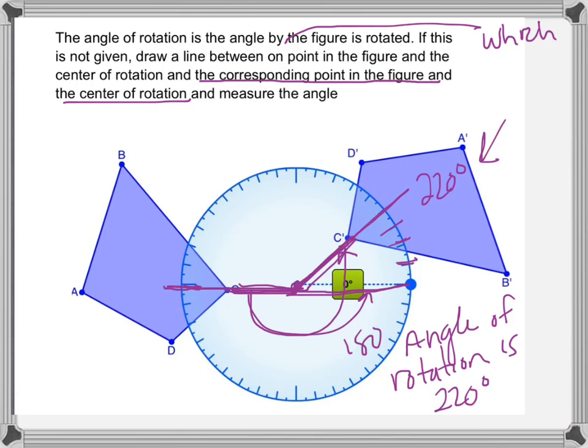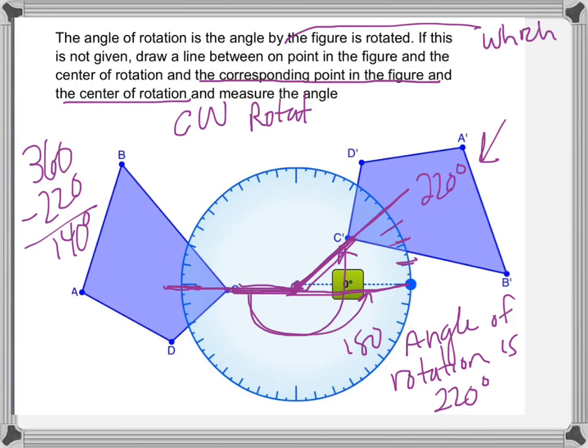Okay. If you wanted to rotate the other way, you could say the angle of rotation, so you could do 360 minus 220, which is 140. So you could also say this was a clockwise rotation of 140 degrees. So you'd have to specify that it was clockwise if you wanted to describe that rotation. Both rotations, either a counterclockwise rotation of 220 degrees, or a clockwise rotation of 140 degrees would arrive at the same figure.